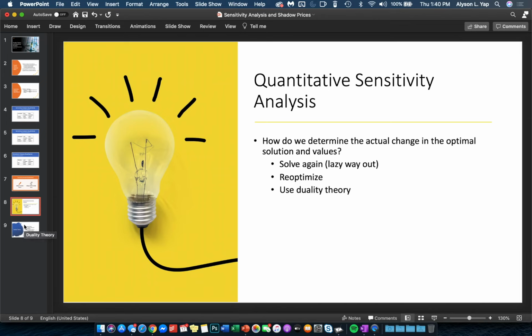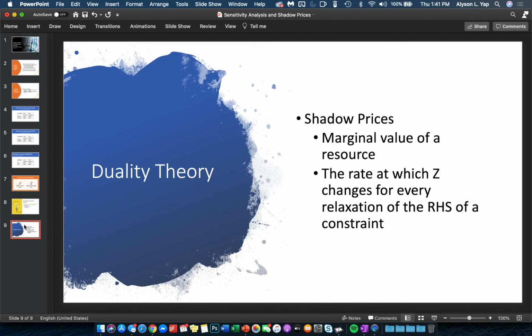And let me take this opportunity now to introduce to you the main concept in duality theory, which is called shadow prices. What are shadow prices? By definition, shadow prices are marginal. Shadow price is the marginal value of a particular resource. Technically speaking, the shadow price of a resource is the rate at which z changes for every relaxation of the right-hand side of a constraint.